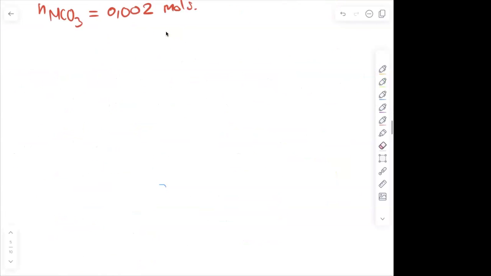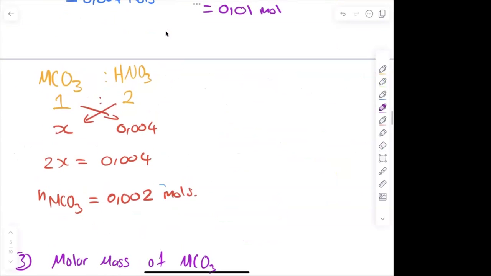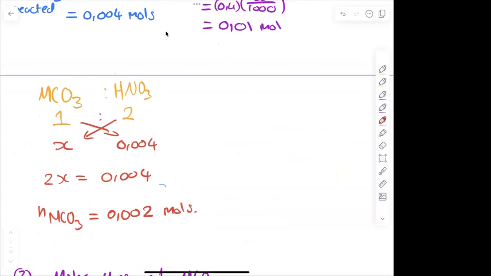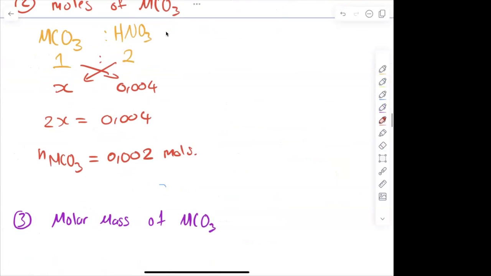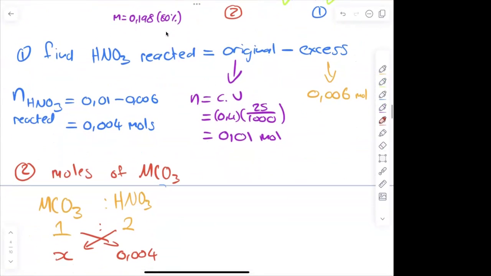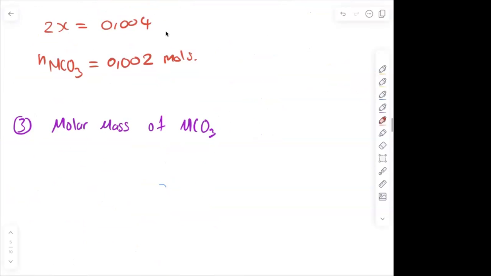So in step 3, we're going to find the molar mass of MCO3. I didn't write it up here. Should I have said step 2? I need to find the number of moles of MCO3. That was step 2. So step 1, I was finding the number of moles of HNO3 that reacted. Step 2, using stoichiometric ratios, I'm going to find the number of moles of MCO3. Then step 3, I want to find the molar mass of MCO3.